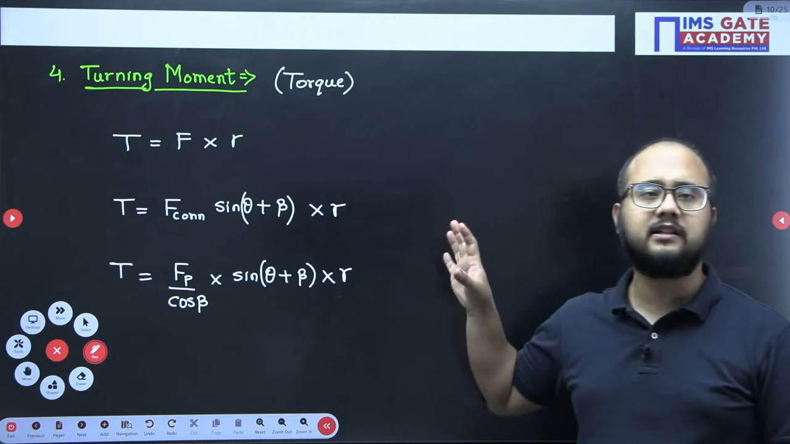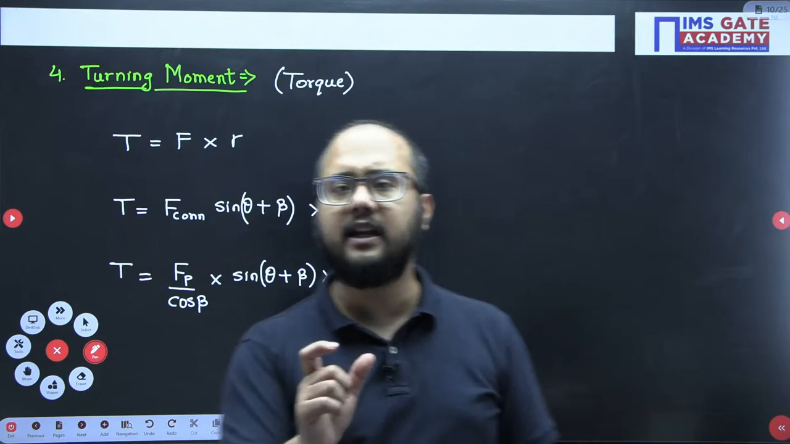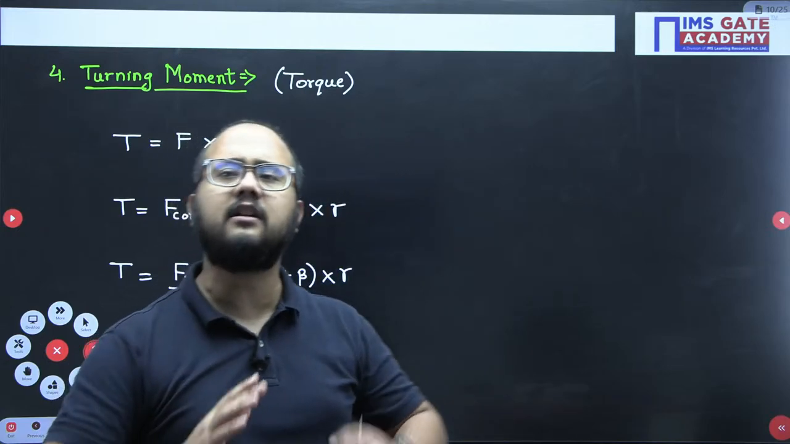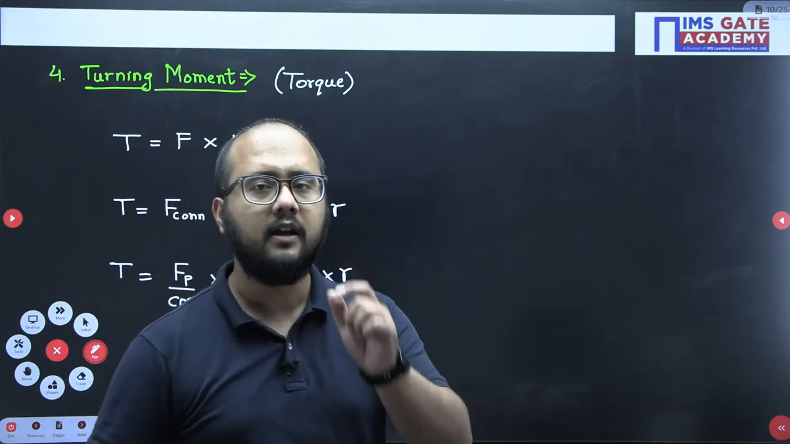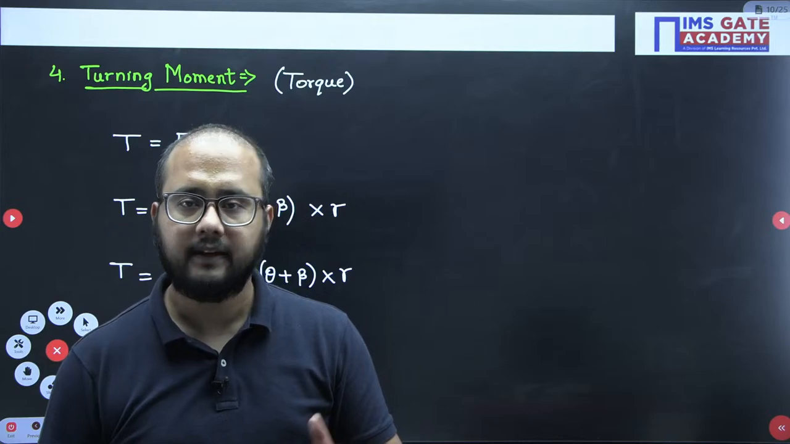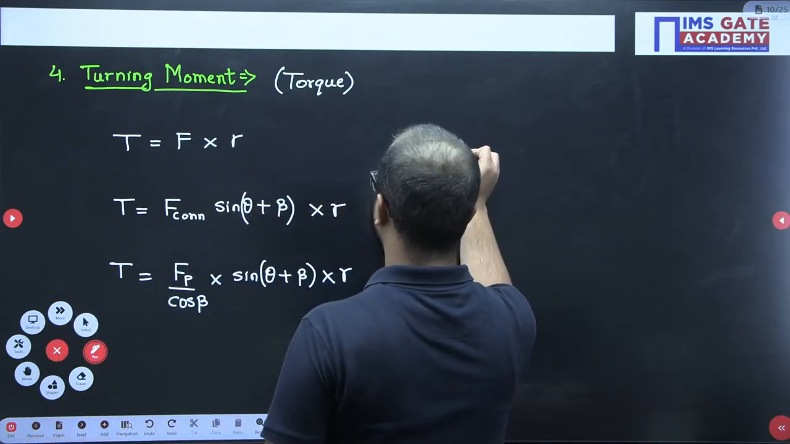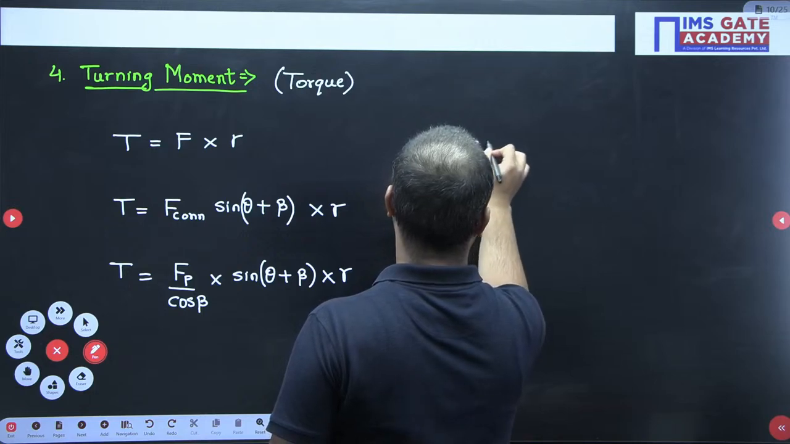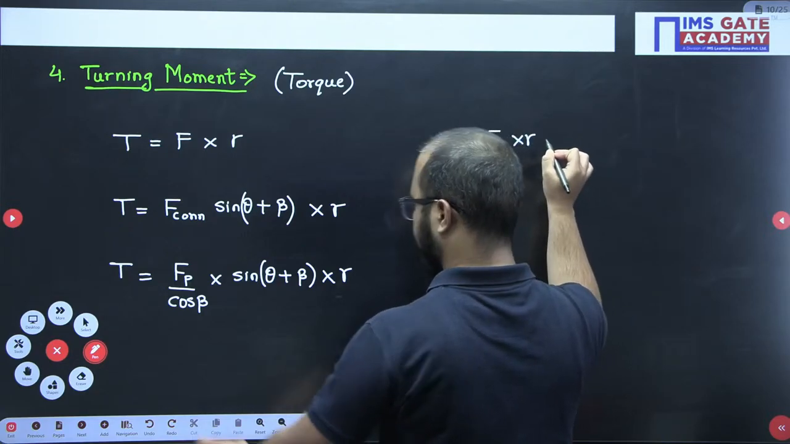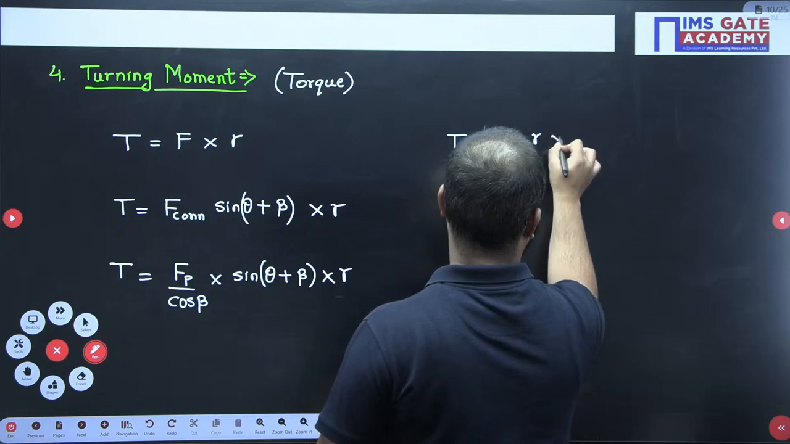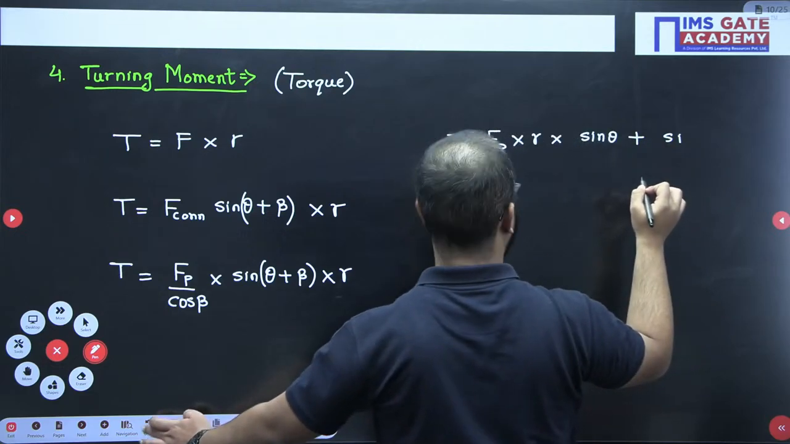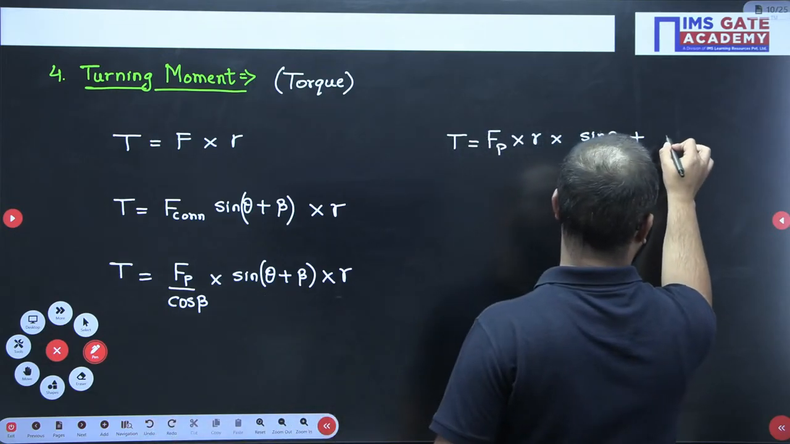Now if I simplify this using basic trigonometric relations, I will get one relation that is very, very important for the GATE examination, and not only GATE but other competitive examinations too. It is a very important formula: the turning moment on the crank of a single slider crank mechanism. So let us write that relation here. FP into R, then sin theta plus sin 2 theta, because we have to replace beta also.